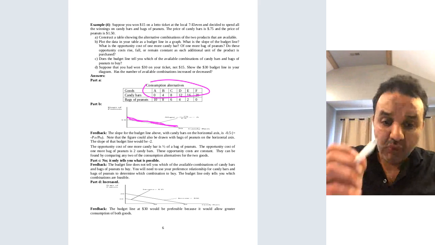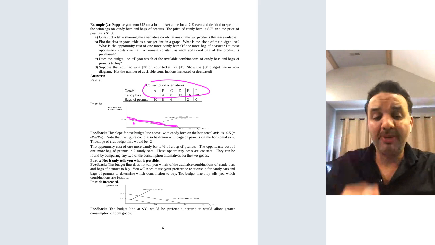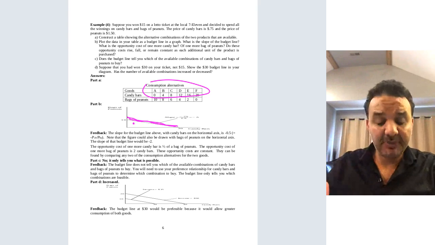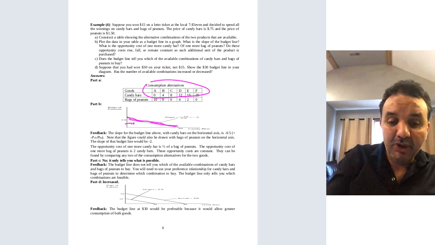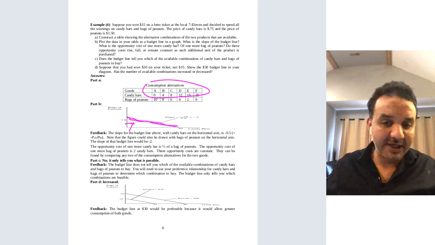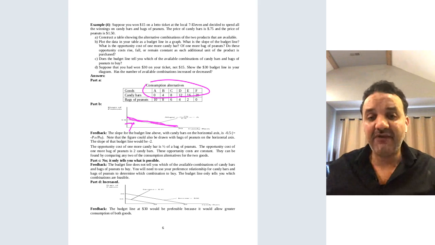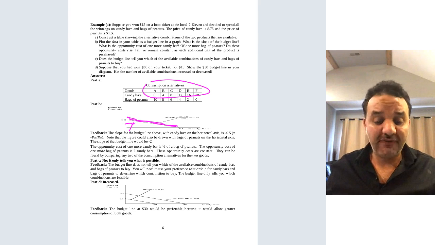Okay, so what if I choose a point here, any point below the budget line? Is it feasible? Yes, it's feasible. But it's not efficient, because if you choose any point below the budget line, most likely you will spend maybe 7, 8, 10 bucks. You will not spend the entire $50. So this means it's feasible because you have enough money, but it's not efficient.